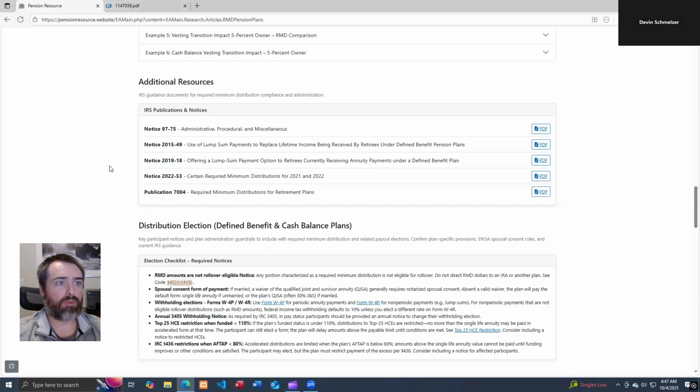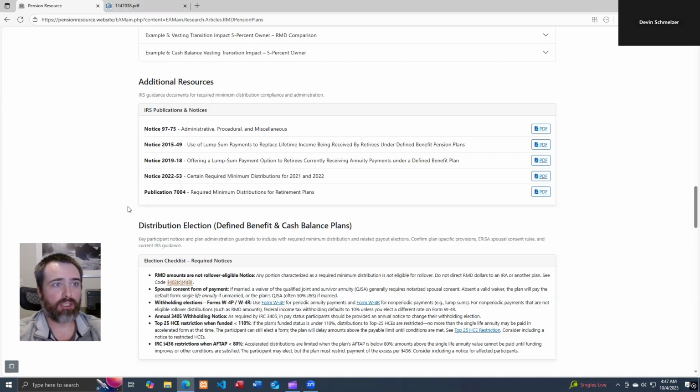On to the additional resources. There are not too many publications out there by the IRS providing additional guidance on required distributions for pension plans. Listed here are a few notices if you wanted to load them up and review them, but they didn't really add more context to this presentation.